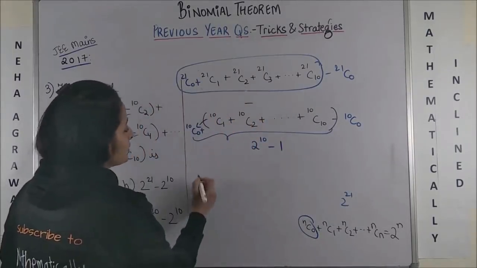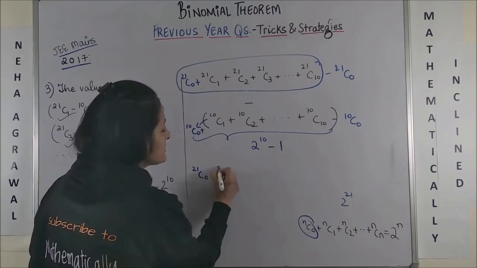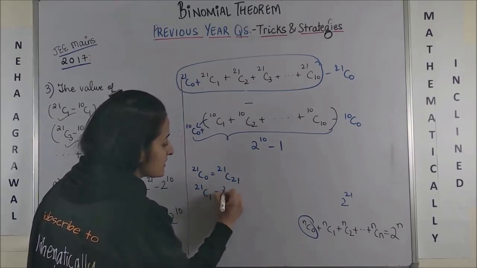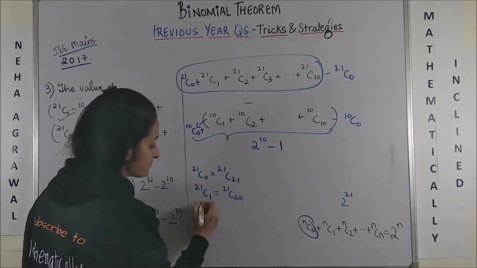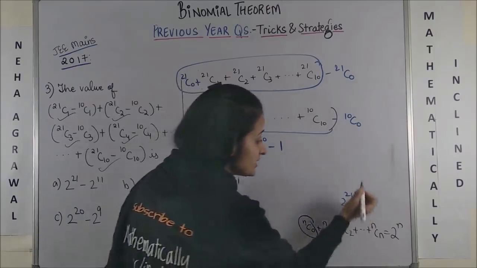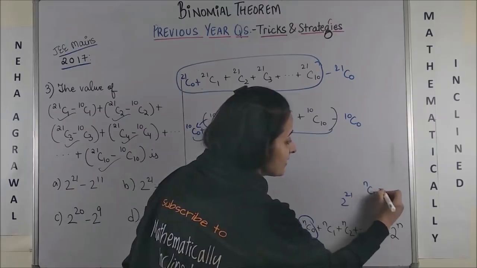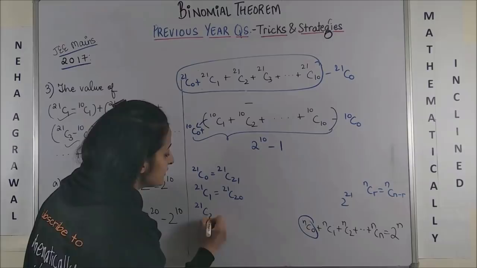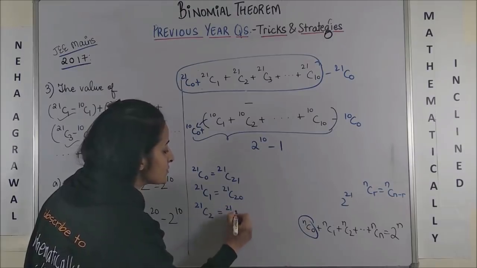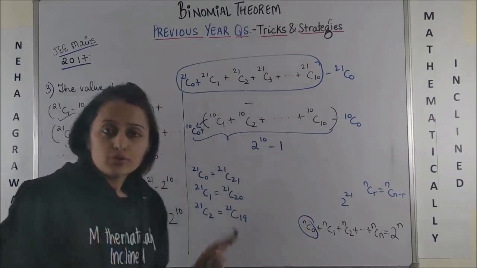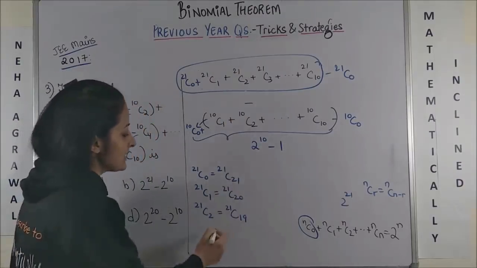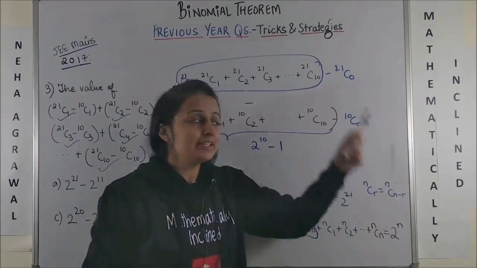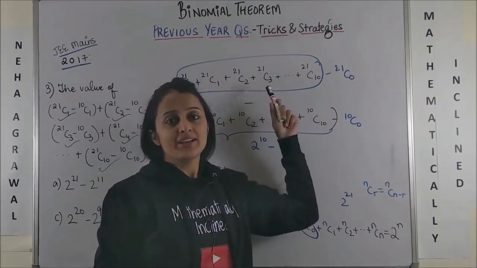Please realize 21C0 would be the same as 21C21. 21C1 would be the same as 21C20. Why? Because we just discussed the formula nCr is the same as nC(n minus r). Same way 21C2 which I add here would be the same as 21C19. So in short, you would realize that eventually whatever is missing is actually the same as this portion, right?